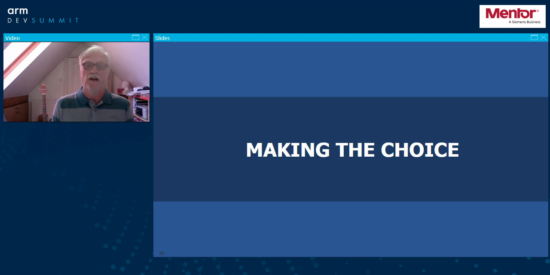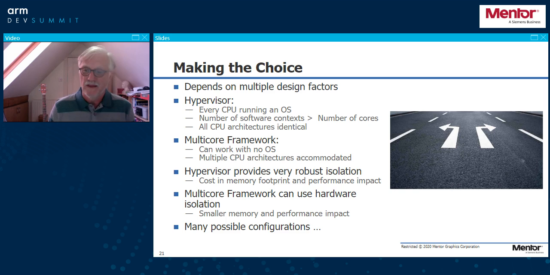So how do we make the choice between a hypervisor and a multi-core framework? You probably need one or the other, or maybe you need both. That's an interesting possibility. So making the choice depends on many design factors.